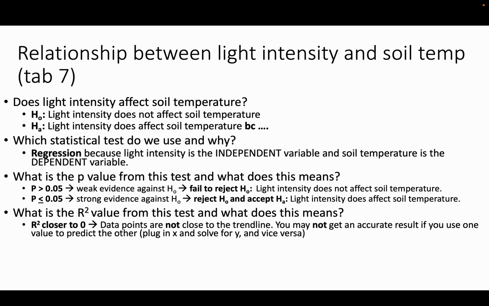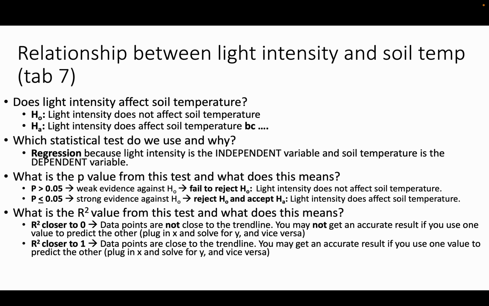R-square, first of all, ranges from 0 to 1. It tells you how close each data point is compared to the trend line. And the second thing it tells you is if you plug in X and solve for Y, or plug in Y and solve for X, how reliable would that be? The closer your R-square is to 1, the more reliable that would be. If your R-square value is very low, you can plug in X and solve for Y, you can plug in Y and solve for X, but the estimation wouldn't be as reliable. So remember, R-square value tells you two things.